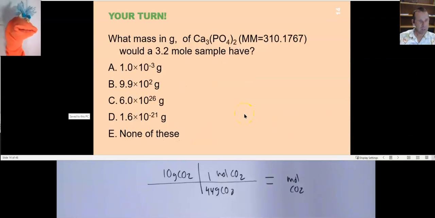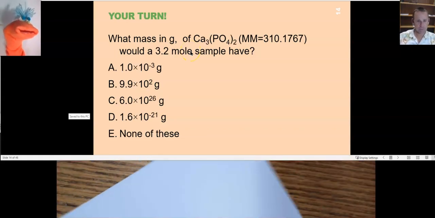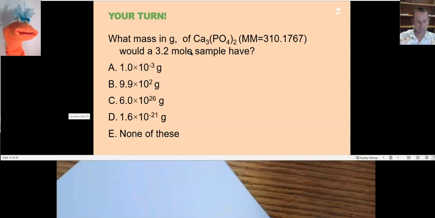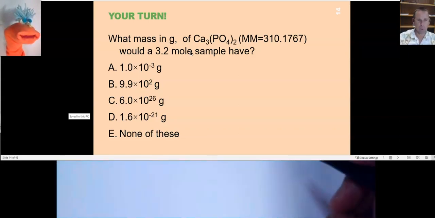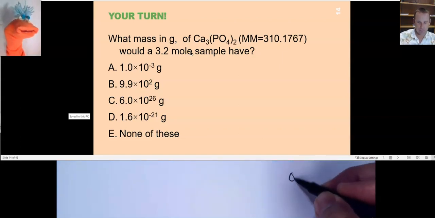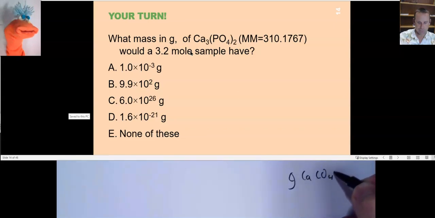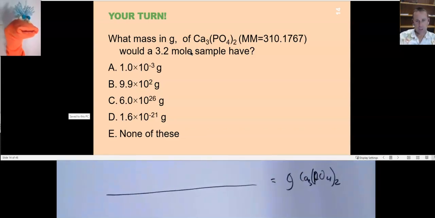All right, how about this one? What's the mass in grams of 3.2 moles of calcium phosphate? We want grams, right? Very good. So we want grams of calcium phosphate, and I need to start with 3.2 moles.